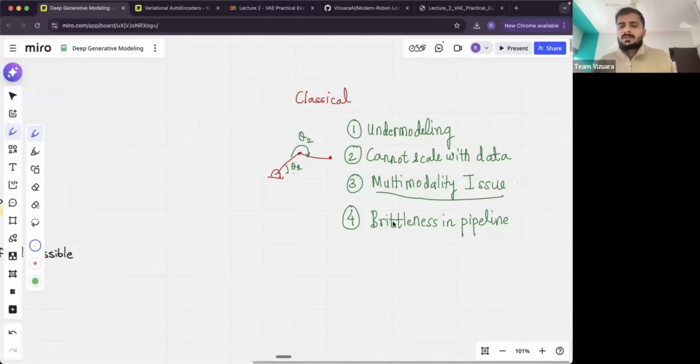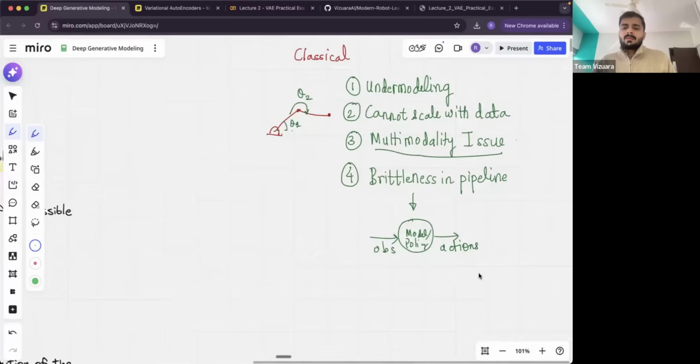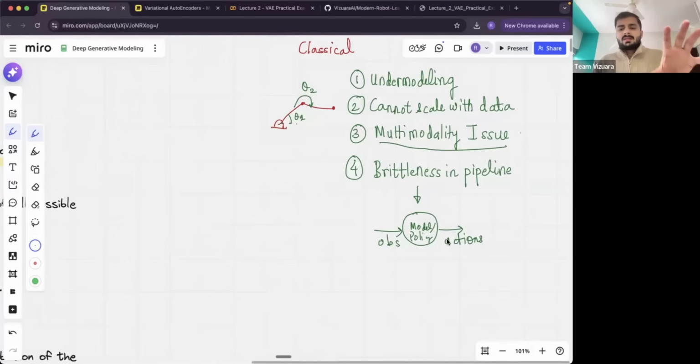And this is something which is solved through implicit models, because in implicit models, you simply have a model, which is also called a policy, and you give a set of observations to this policy and you get out a series of actions from the policy. So you're not having these multi-stage pipelines within the model or the policy, which is what makes it more robust compared to classical robotics.